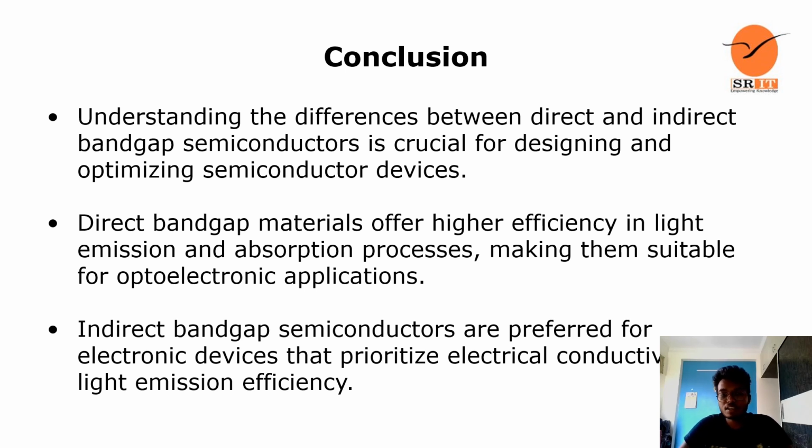And direct bandgap materials offer higher efficiency in light emission and absorption processes, making them suitable for optoelectronic applications. And indirect bandgap semiconductors are preferred for electronic devices that prioritize electrical conductivity over light emission efficiency. So based on the different properties and applications of bandgap materials, we are going to use these bandgap semiconductors in the production of either optoelectronic applications or different electronic devices based on their priorities.